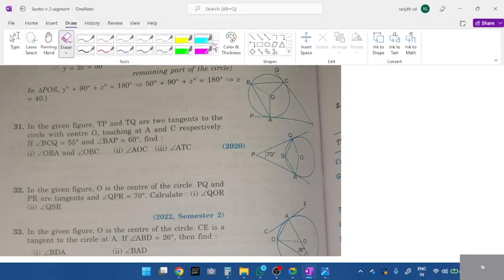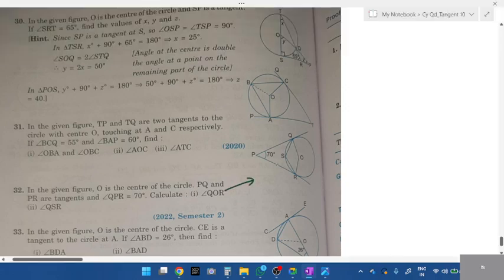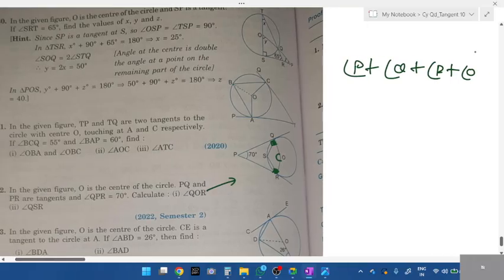PQ and PR are tangents, right? What is the angle formed? 70 degrees. If that is 70, what is the angle at Q and R? 90 and 90. 70, 90, 90 is done. Then what is the angle formed here? Angle P plus angle Q plus angle R plus angle O is equal to how much? 360. See, 90 and 90 is gone. 180 is gone. Remaining 180. If P is 70, what is O? 110. Is this clear? All of you understood? O is 110.